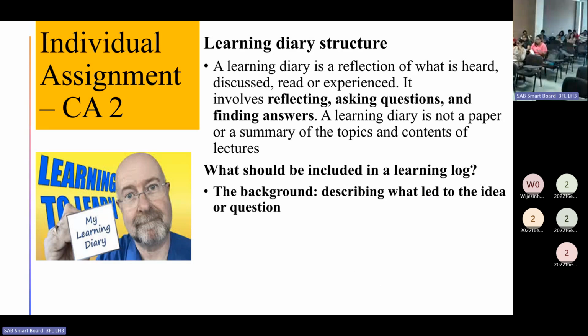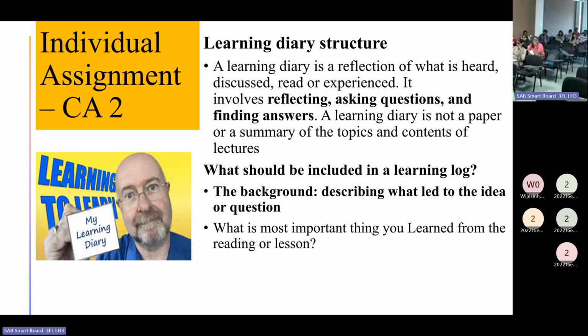Structure: a learning diary is a reflection. What should I include in that one? The background, describe what led to the idea of the questions. Okay. What are the most important things you learned in the class? You can write a list. What is something that bothers me about the topic?